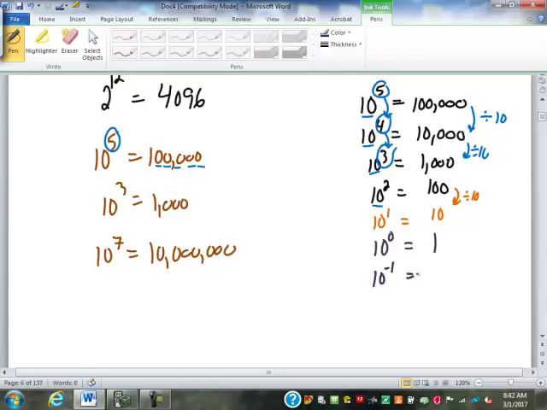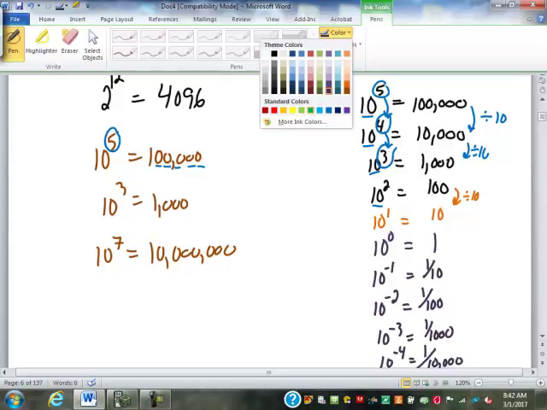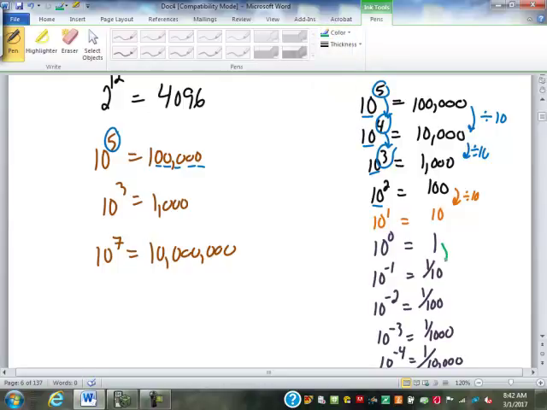In fact, we can keep going. 10 to the negative 1, what's 1 divided by 10? 1/10. 10 to the negative 2, what's 1/10 divided by 10? 1/100th. 10 to the negative 3, 1/1000th. 10 to the negative 4, 1/10,000. Well, because we're dividing by 10. 1 divided by 10 is 1/10. 1/10 divided by 10 is going to be 1/100th.